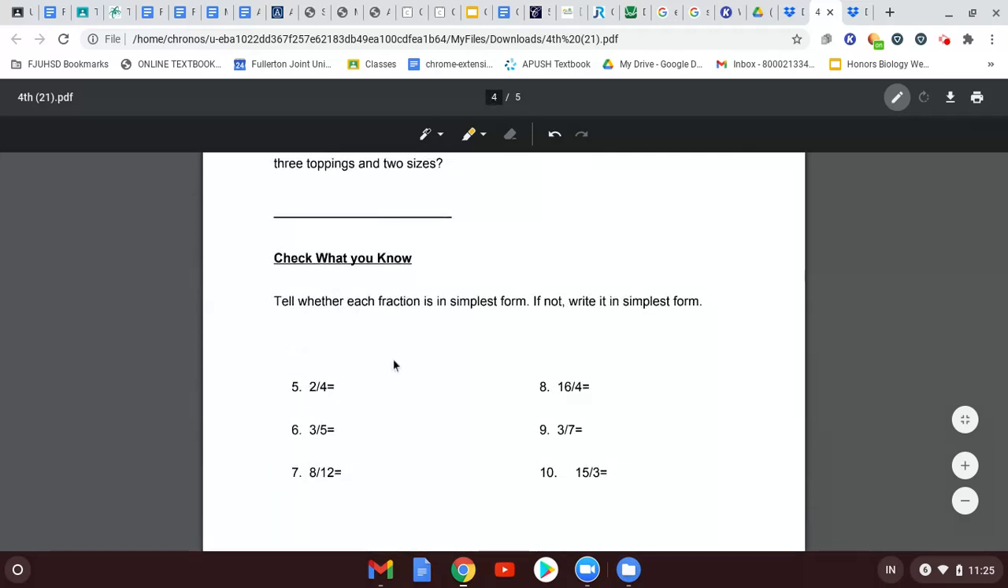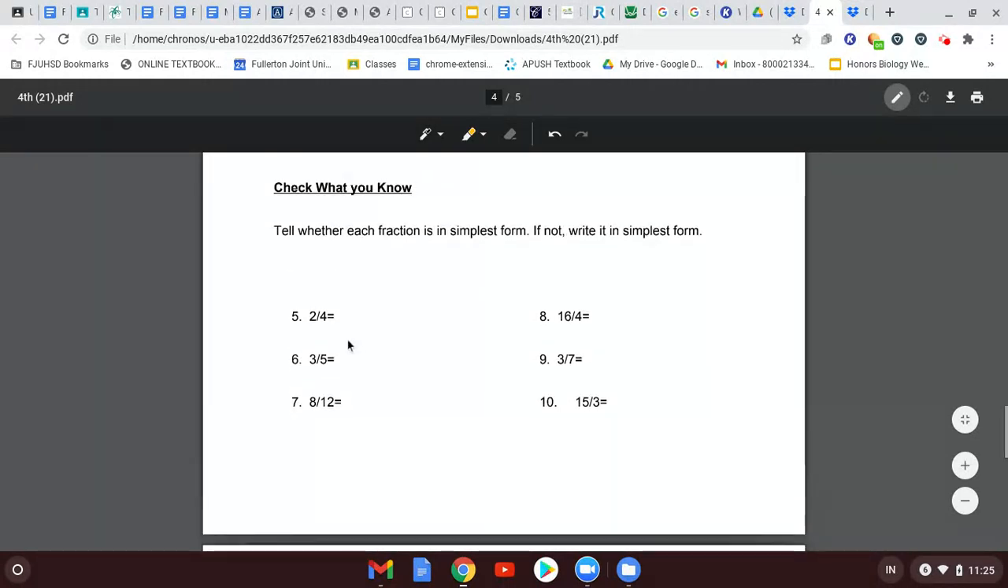Tell whether each fraction is in simplest form. If not, write in simplest form. We've done this last week too. Okay, so what we're supposed to do is factors, right? So 2 and then 2 times 2. And you see how these can cancel out, so it'll be 1 over 2. Okay, 3/5 is by itself because it cannot be cancelled out. It does not have the same factor.